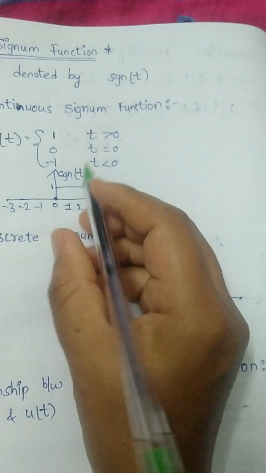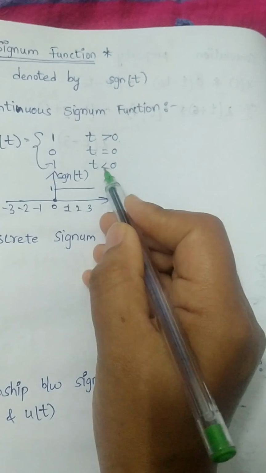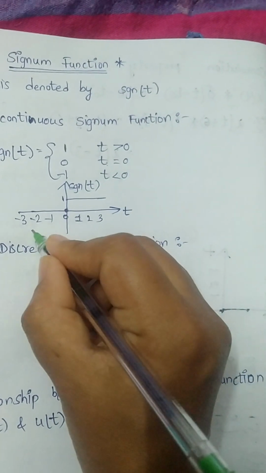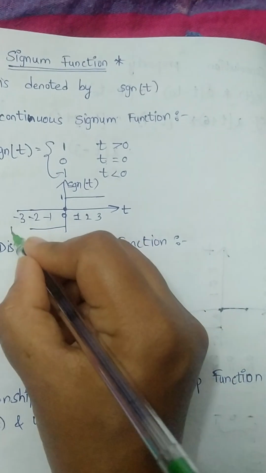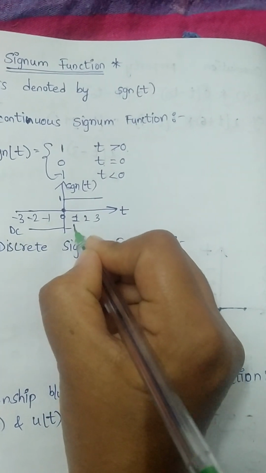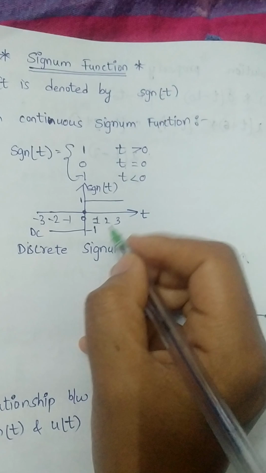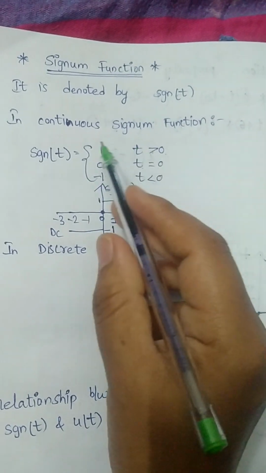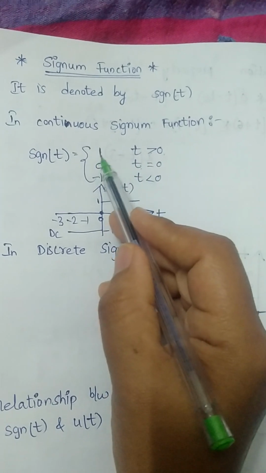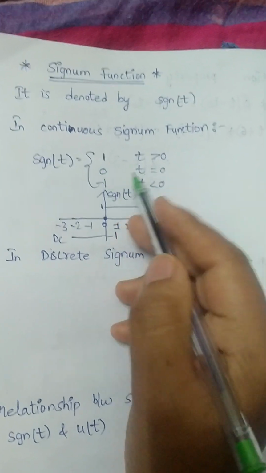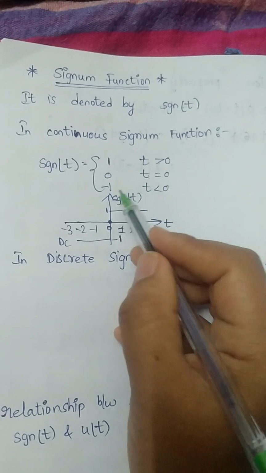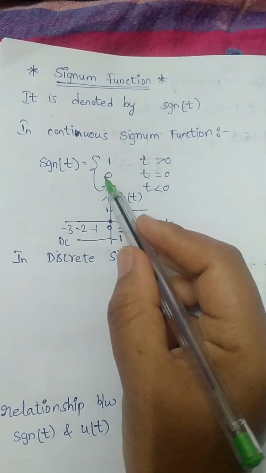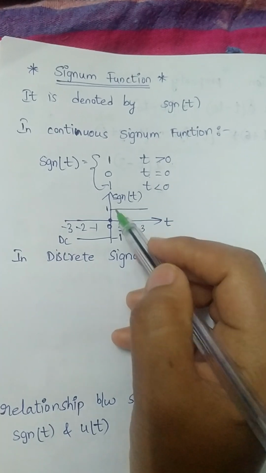For t less than 0, the value will be minus 1. This is the continuous Signum function. The definition: at t greater than 0 the value will be 1, at t less than 0 the value will be minus 1, and the value will be 0 at 0.